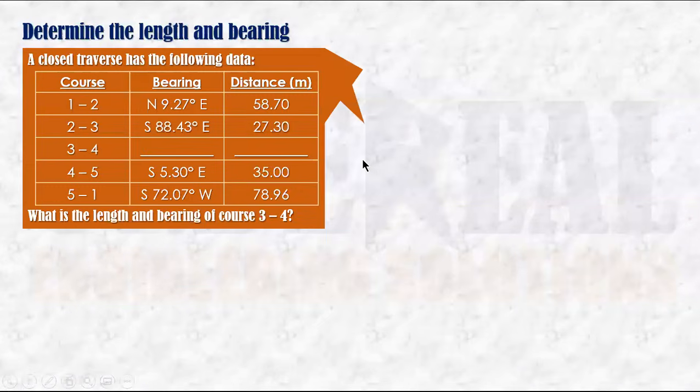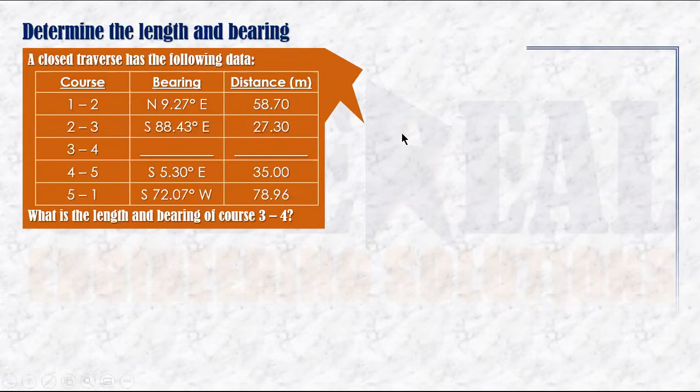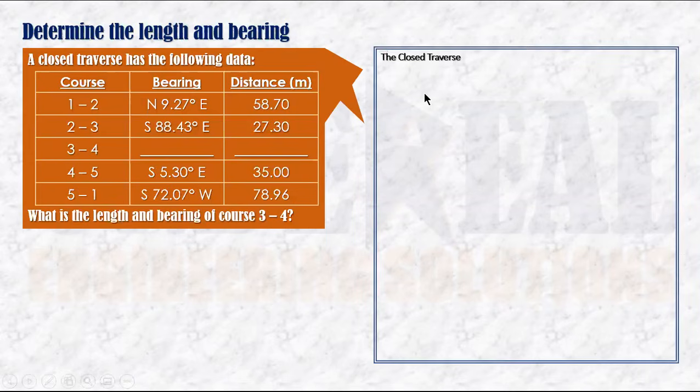So let's say we are to solve for the length and bearing of this given closed traverse. The closed traverse has the following data. As you can see, the question is, what is the length and bearing of course 3-4? Well, medyo mag-review muna tayo.